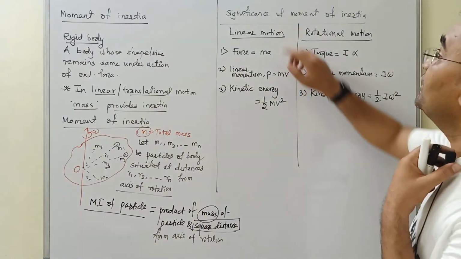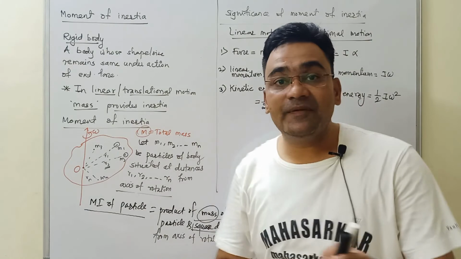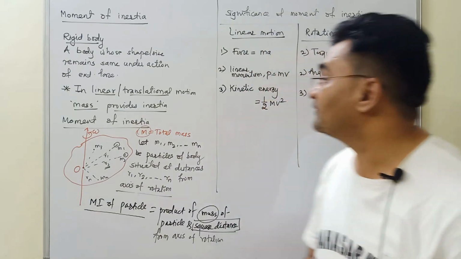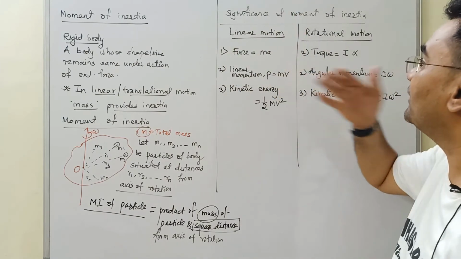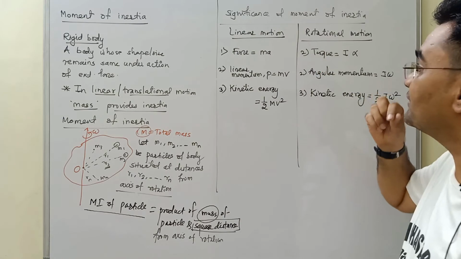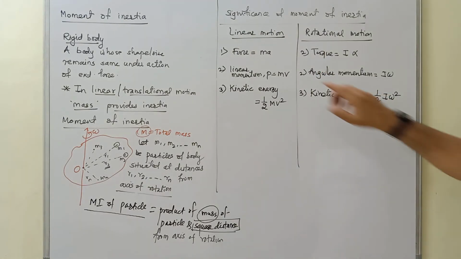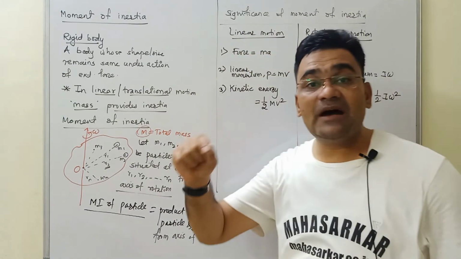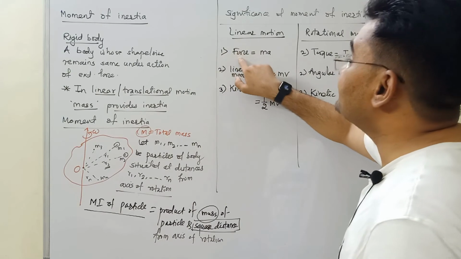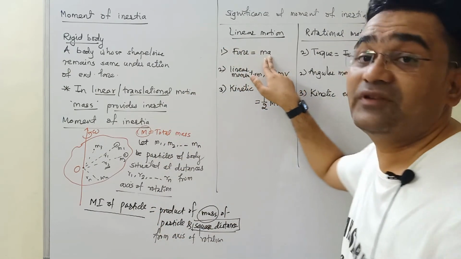We are going to study the physical significance of moment of inertia. Why is moment of inertia important in rotational motion? That we are going to discuss. To discuss that, I have already made one table, and in that table you can see linear motion and rotational motion compared. In linear motion, if m is the mass of an object moving with certain acceleration, then the force required is given by the formula mass into acceleration.